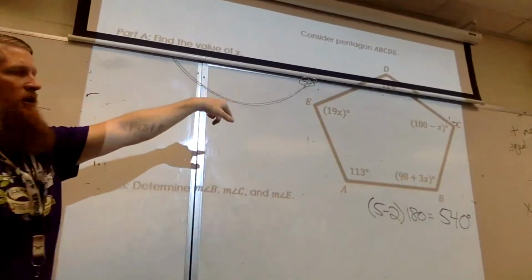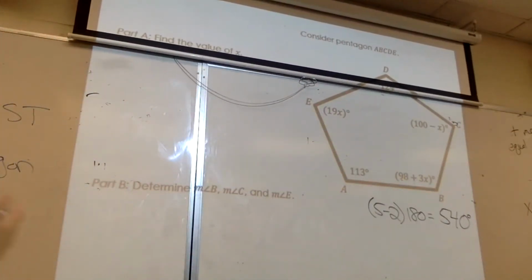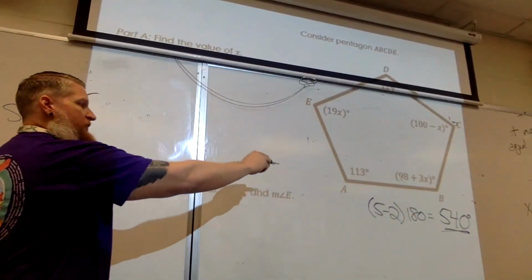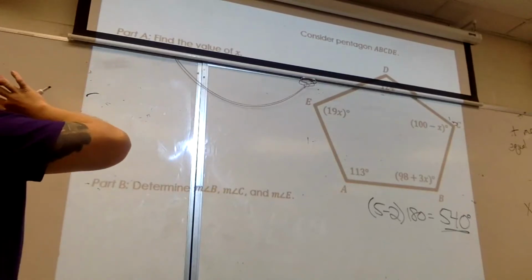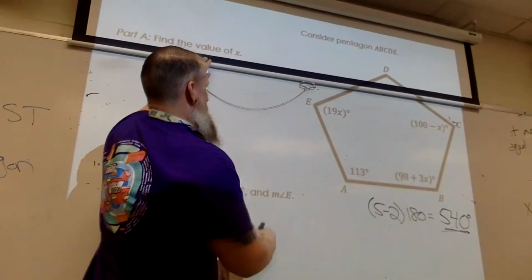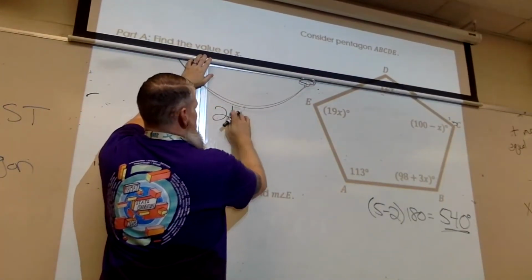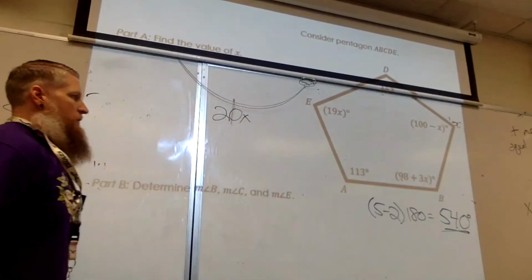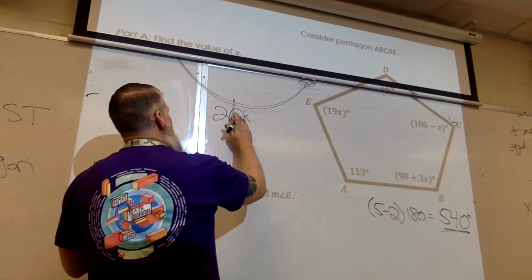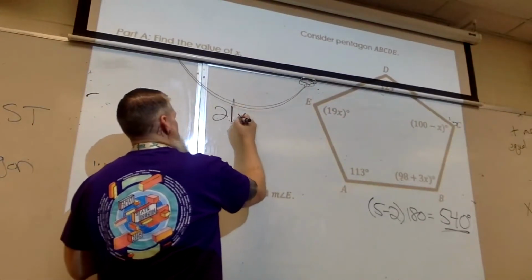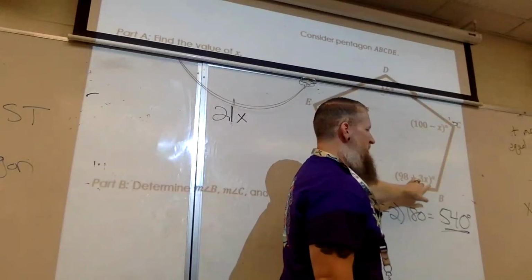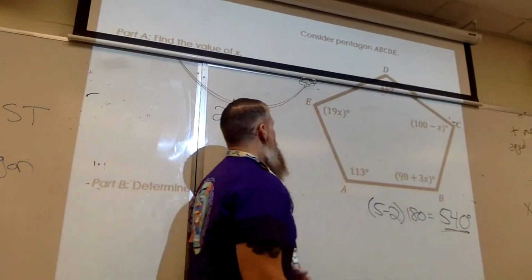So I've got to take all the angles again and add them together, and remember, this part tells me what to set it equal to. That's the point of having that formula: it tells you what to put on the right-hand side of the equation. It's 21x, because there's a negative x over there. 19 plus 3 is 22, minus 1 is 21.